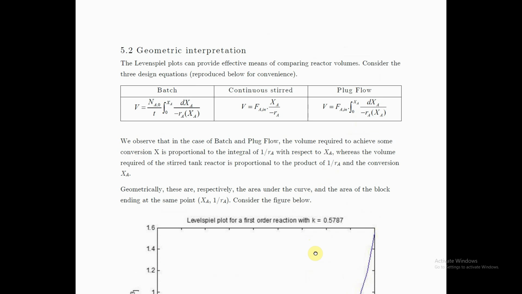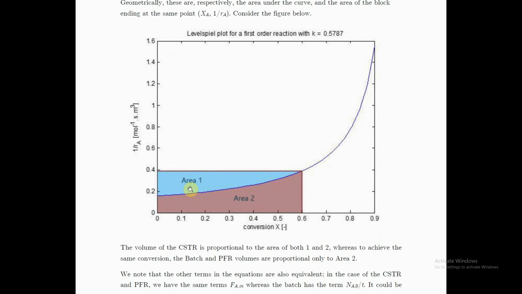If you think of that, it's telling us that this CSTR requires a greater volume than the batch or the plug flow case. Remember these two, and you can see it here explicitly, are simply the area under the curve. They are only proportional to area 2 here, whereas the CSTR is this total area, area 1 plus area 2. So the CSTR requires this additional volume, which is symbolized by area 1.